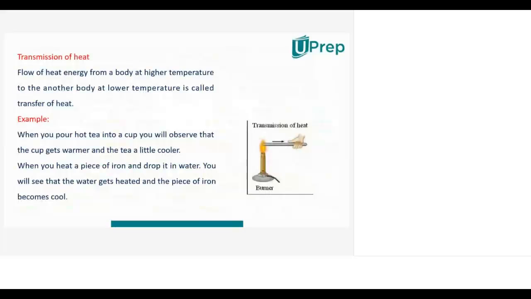Sir, when it becomes equal temperature, sir. Right. When both the objects have the same temperature, till then the heat energy will be transferred from one object to the other object. And when both the objects are at the same temperature, does heat energy flow from one object to another object?